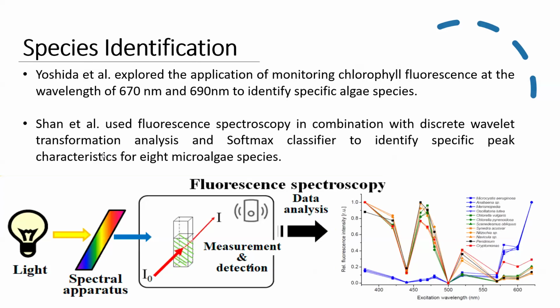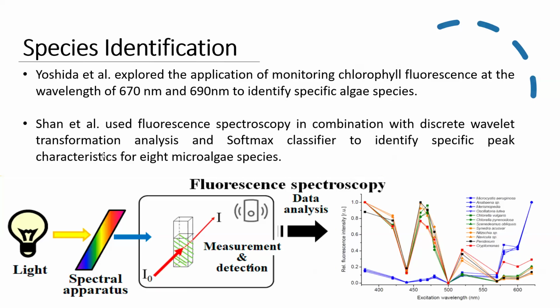Moreover, for species identification, the rapid and accurate identification of the causative species, particularly toxic species, is of greater importance for better management and controlling of harmful algal blooms. For instance, it was demonstrated by Yoshida et al. that monitoring chlorophyll fluorescence at the wavelengths of 670 and 690 nanometers can aid in identifying specific algal species. The authors evaluated the spectral shift of chlorophyll between the wavelengths and developed an identification sensor.